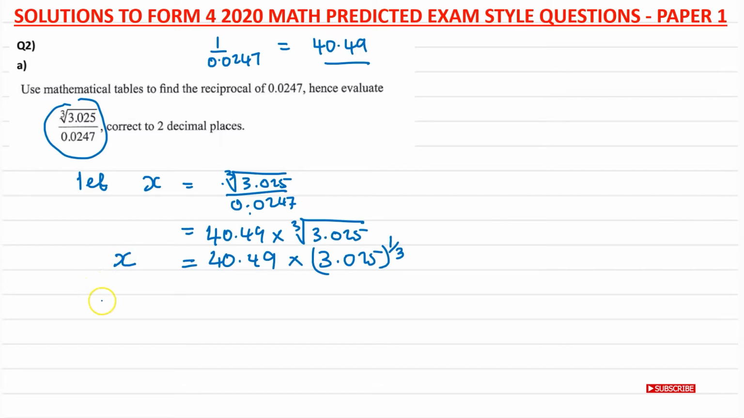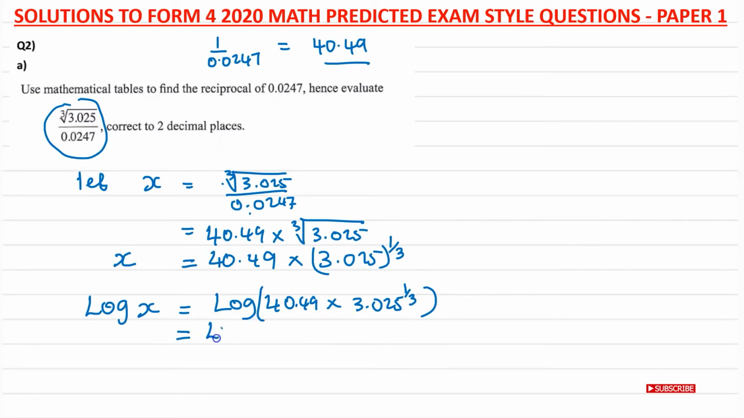Now what I'm going to do is take log on both sides. So I'm going to say log x is equal to log of all this, 40.49 times 3.025 to the power of 1/3. Okay, we can use the product law to separate these.